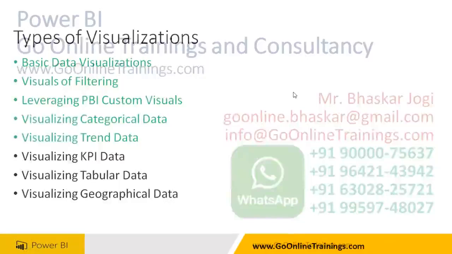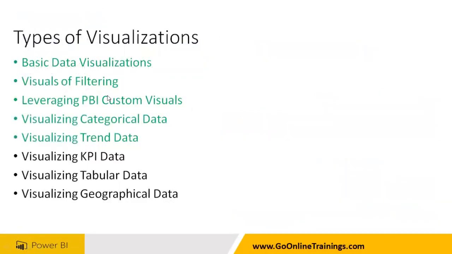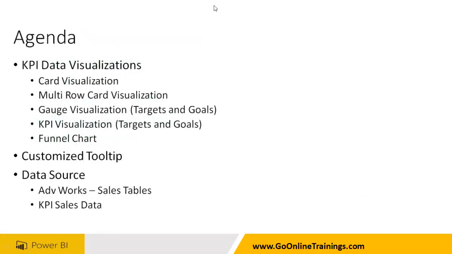We had seen a couple of basic visualizations, filtering of data, visualizing categorical data, then visualizing trend data. And today, let us understand visualizing KPI data. KPI means key performance indicators. So, what are the visualizations as part of KPI we're going to discuss?